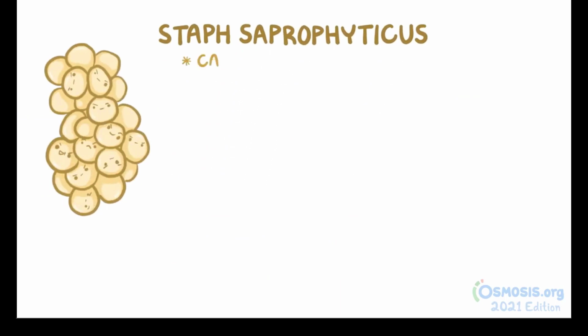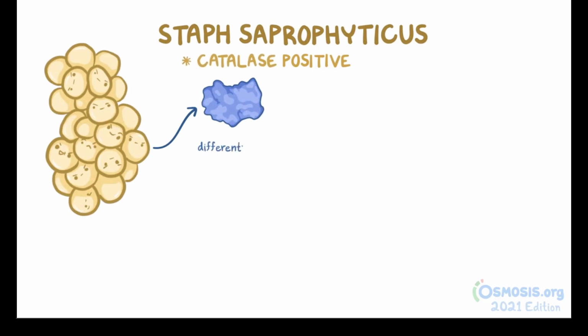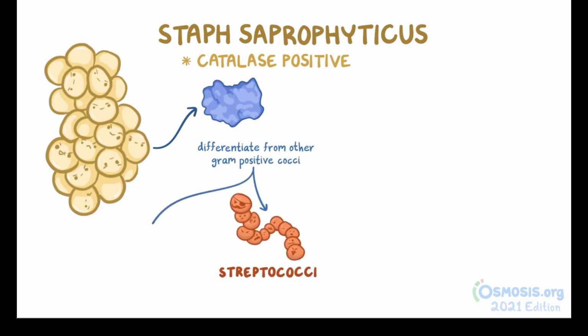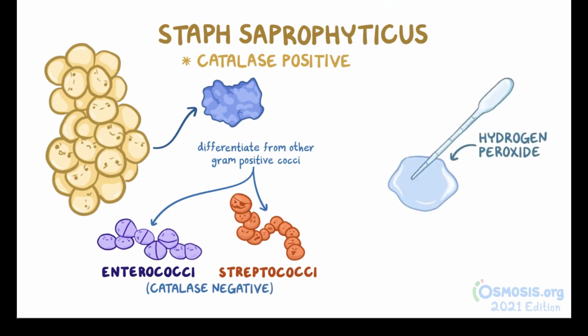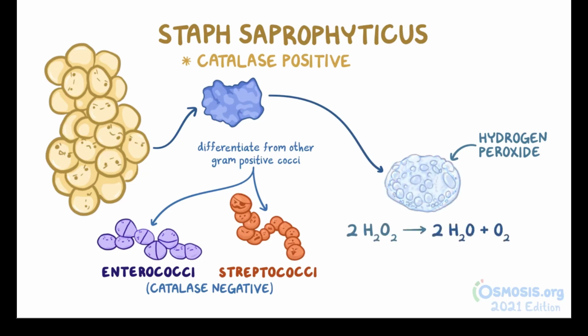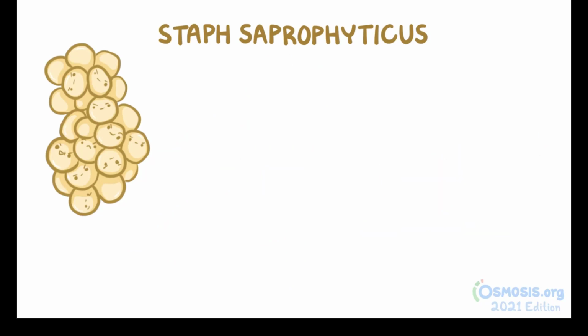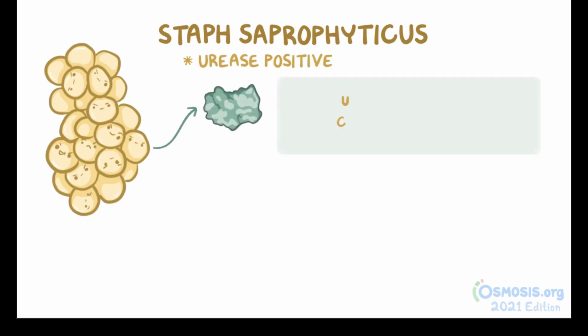Staph saprophyticus is catalase positive, so it makes an enzyme called catalase. We can use this to differentiate Staph saprophyticus from other gram-positive cocci, like streptococci and enterococci, which are catalase negative. To test for this, a few drops of hydrogen peroxide are added to the colony of the suspected bacteria. So, if the catalase is present, like in Staph saprophyticus, it makes hydrogen peroxide dissociate into water and oxygen, making the mixture foam.